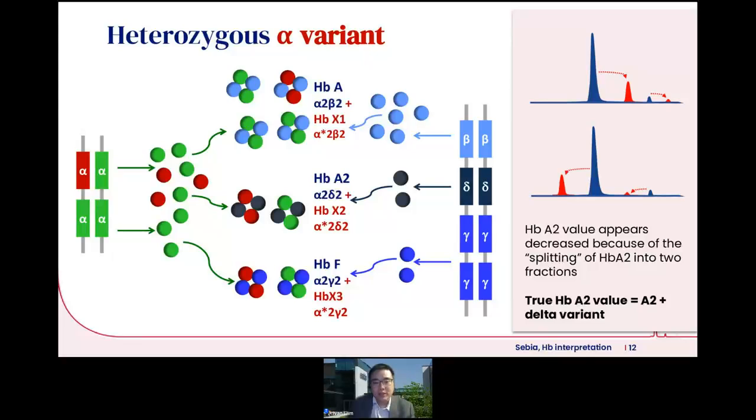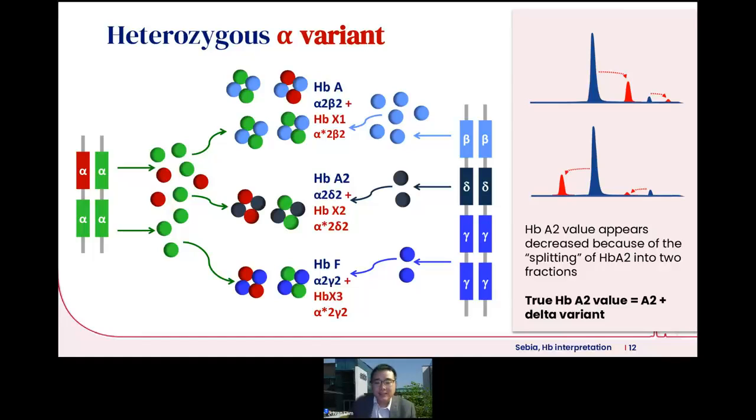Now, how about the situation of a heterozygous alpha variant? Recall that for your alpha gene, you have 4 copies of them. And the alpha gene is being used to combine with every other globin type to make the different hemoglobins. So when the alpha gene is mutated, you affect every hemoglobin type, and you will see a split and shifting of all hemoglobin types. So the alpha variant changes would always show you a capillary electrophoretic profile of many peaks.